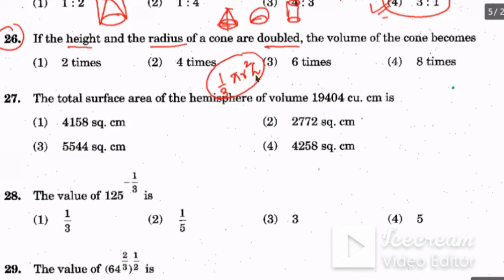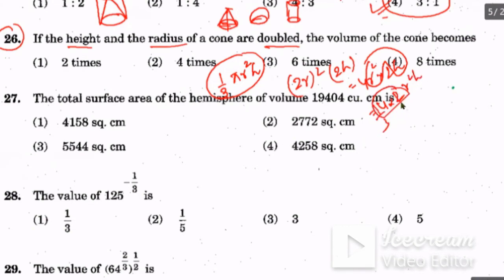This is the volume of the cone. Now you have to double the radius, so r will be 2r, whole squared, and h will be 2h. Finally it will be 4r square into 2h. So r square h is the old one, and the increase is 4 into 2. The 1/3 is the same. So you will get 8 times. If you double the height and radius, the volume of the cone will be 8 times the old cone.